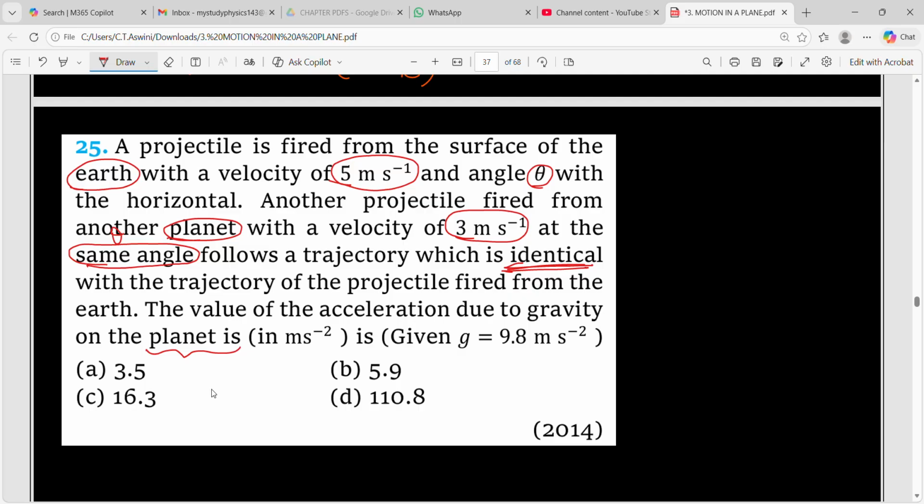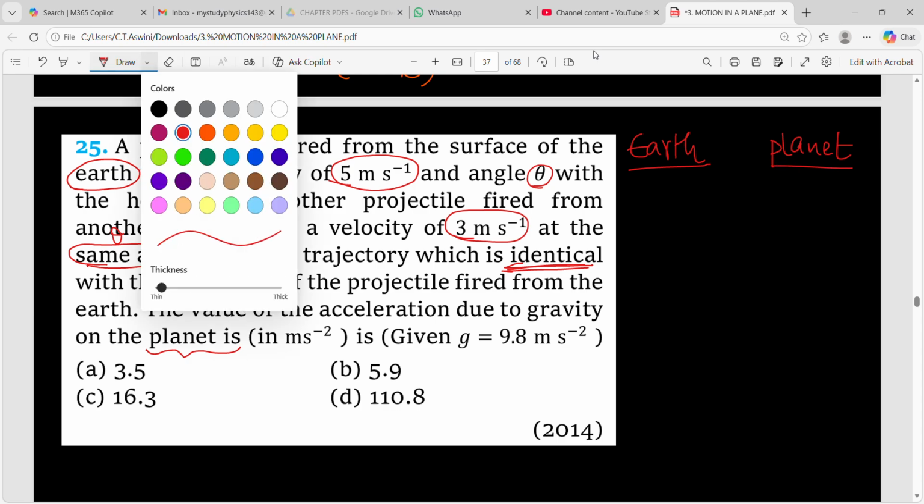What shall we do? Let us understand this clearly. Let this be Earth. Let this be some unknown planet. We don't know what was that. Okay. What is the given data here?